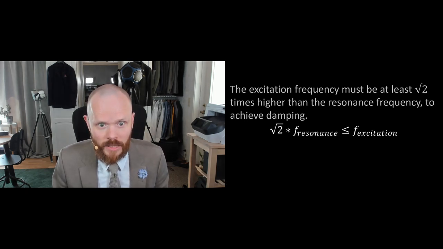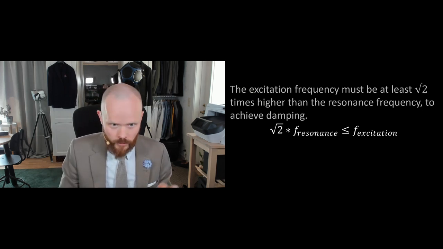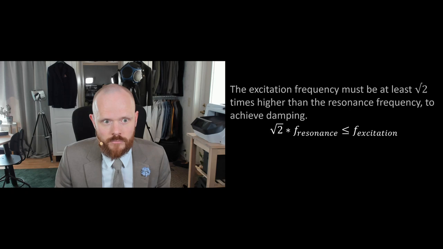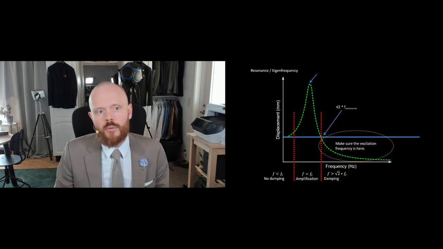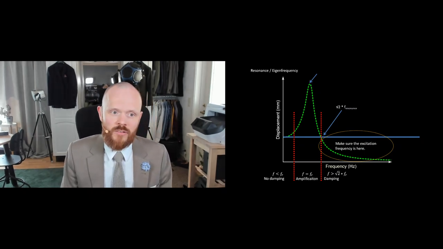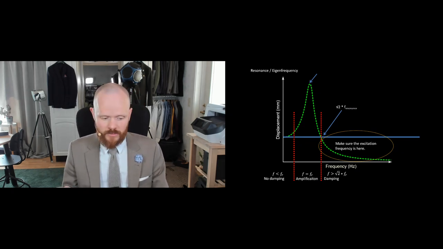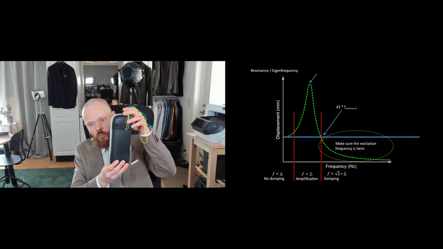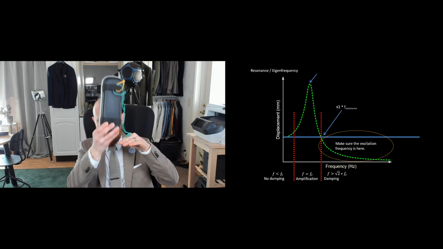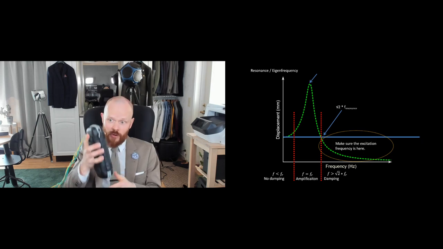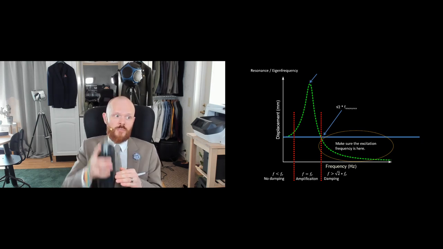This is what it would look like to achieve isolation. Square root of 2 times the resonance frequency should always be less than or equal to the frequency of excitation. If we look at this in a graph, it would look similar to this. You plot the displacement on the y-axis and the frequency on the x-axis. The displacement is how far the thing moved from its equilibrium before it shifted direction and went to the other side. When you're at the resonance frequency, you get maximum movement.